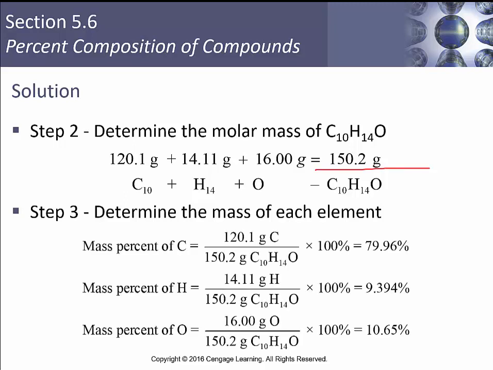So for our carbon, 120.1 grams divided by our total, that's this guy, times 100, 79.96. Our hydrogen is going to be 9.39%. When you are doing these kinds of calculations, with the hydrogen, you may have a lot of hydrogen. There are more hydrogen atoms in here than anything else. If I take my carbon and my oxygen together, there's 11 of those guys, and there's 14 hydrogens.